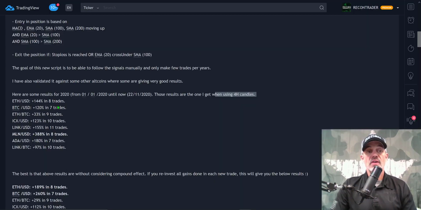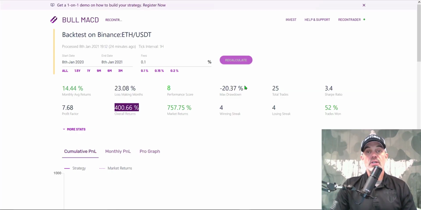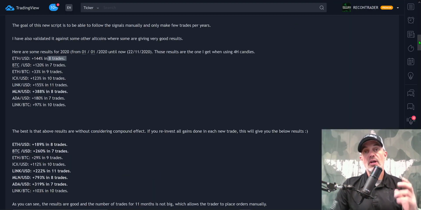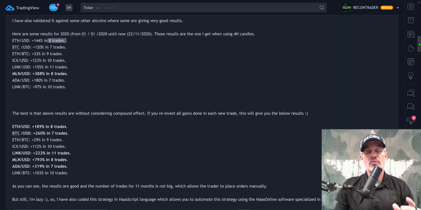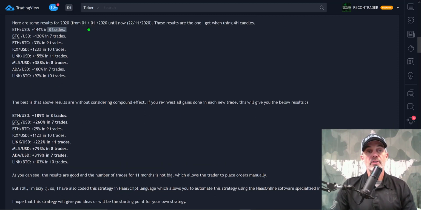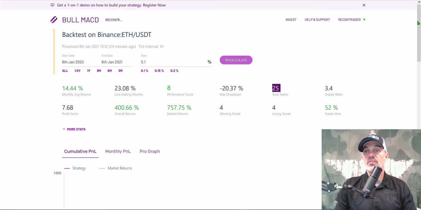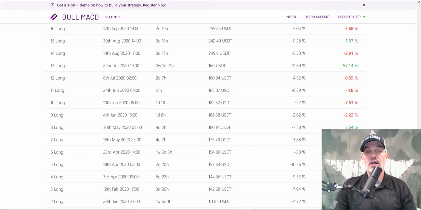So that would have actually outperformed this 144, and if you look at the number of trades, it's actually 25 versus 8. Another factor that is a difference maker on those returns is that the above returns did not compound your profit, whereas down below his returns were 189% on 8 trades. And in Mudrex's case, you can see it does actually compound.